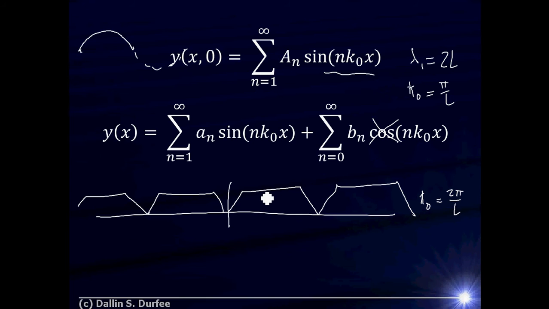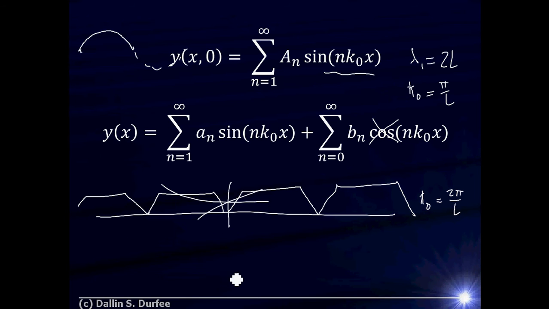How can we make sure there are no cosines? We make sure that our function is odd, because sines are odd, cosines are even. So this function right here repeats too often. It repeats with a spatial period of L, rather than a spatial period of 2L. And it's even rather than odd.